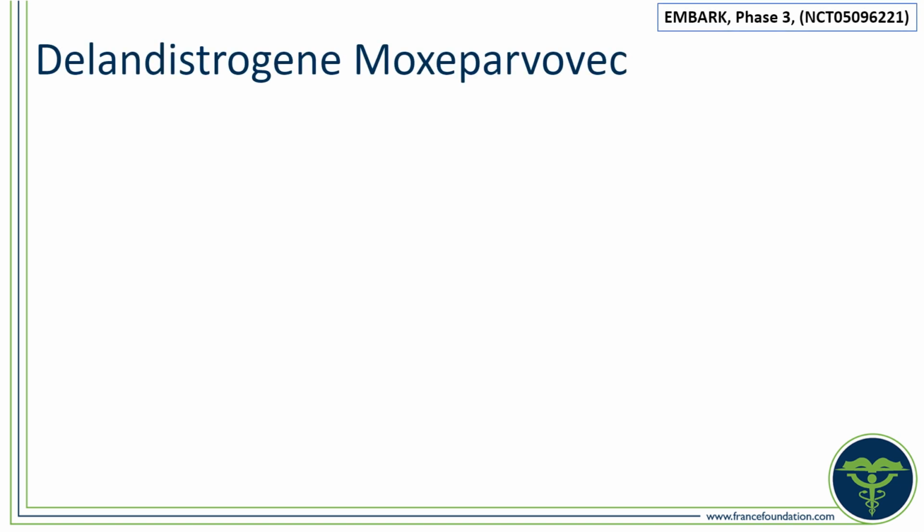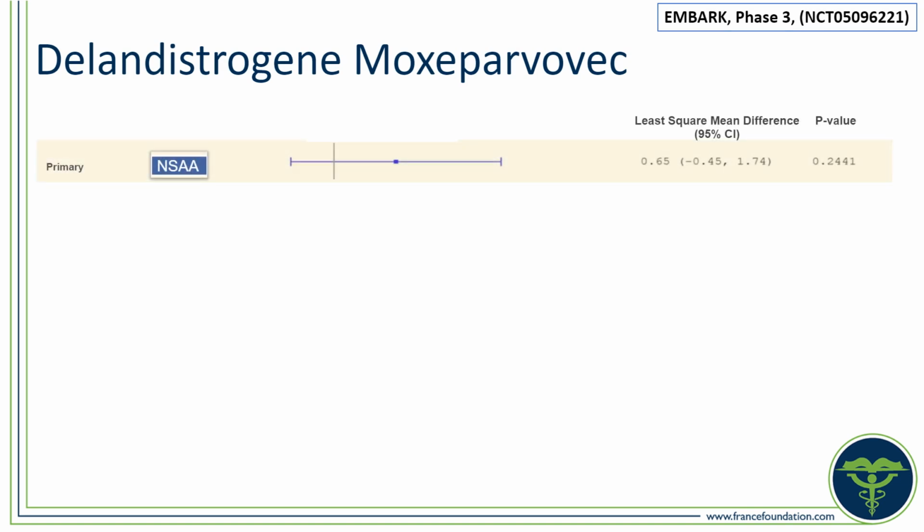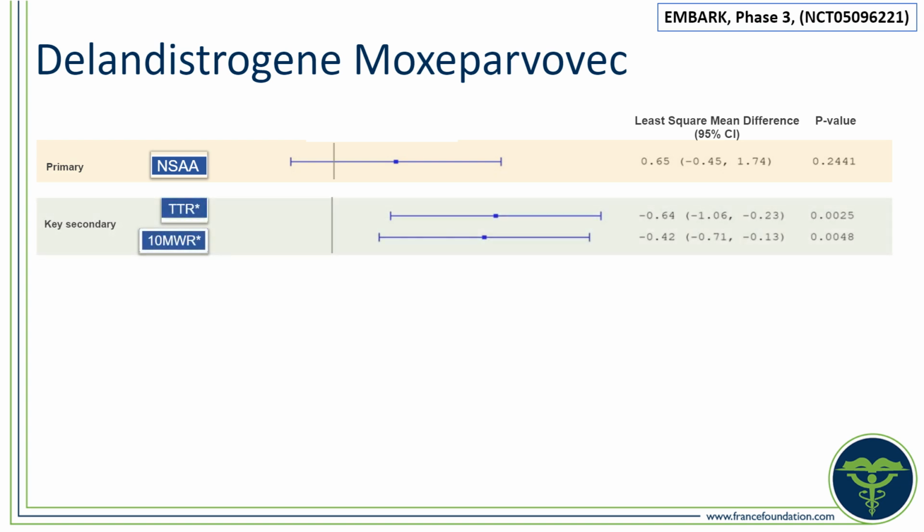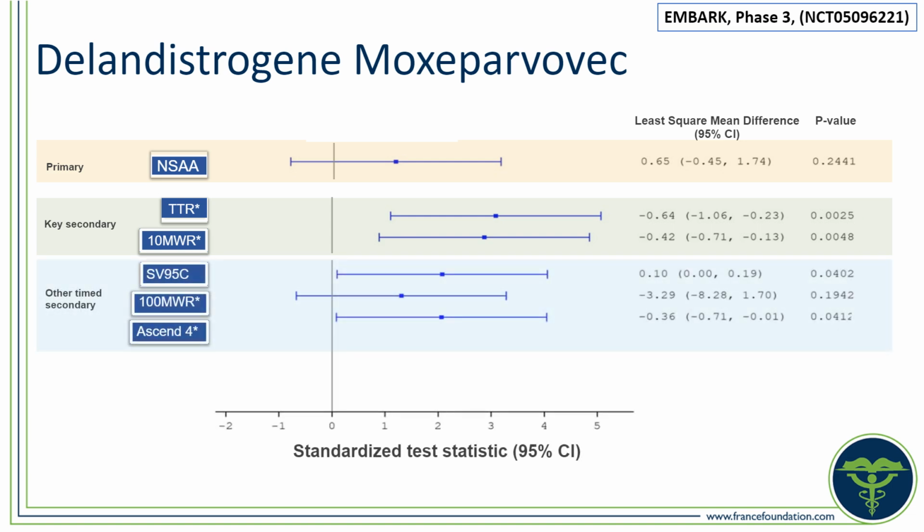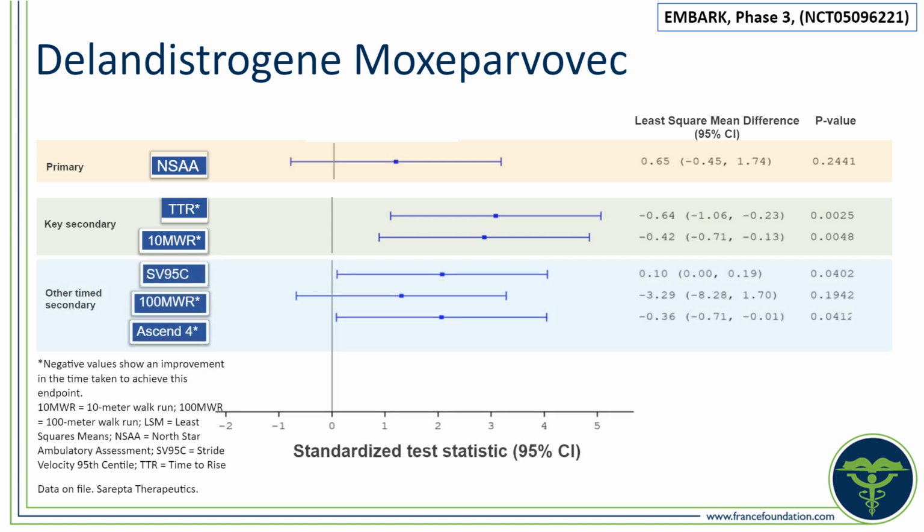Results from part 1 have been shared, and we can see those here. The North Star Ambulatory Assessment score did not show a statistically significant difference at that time point at week 52. However, some key secondary endpoints showed statistically significant differences. This included the time to rise and the 10-meter walk run, as well as the stride velocity 95th centile. Patients who received delandistrogene moxeparvovec statistically did better than those that received the placebo in part 1. And all of the results that were assessed regarding motor function favor treatment with delandistrogene moxeparvovec.